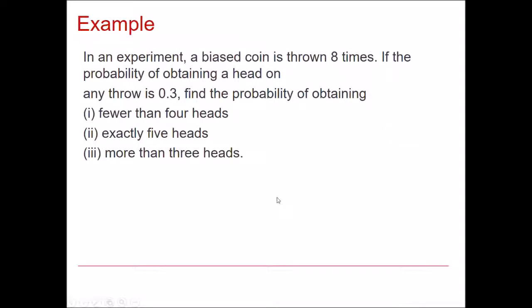So here is an example. You may want to use your calculator to find these, so if you want to do that, pause the video now before I run through the answers for this example. So in an experiment, a biased coin is thrown 8 times. So we have a binomial distribution with n is 8. It's a biased coin, however, so the probability of getting a head is 0.3. We want the probability of getting fewer than 4 heads, exactly 5 heads, and more than 3 heads.